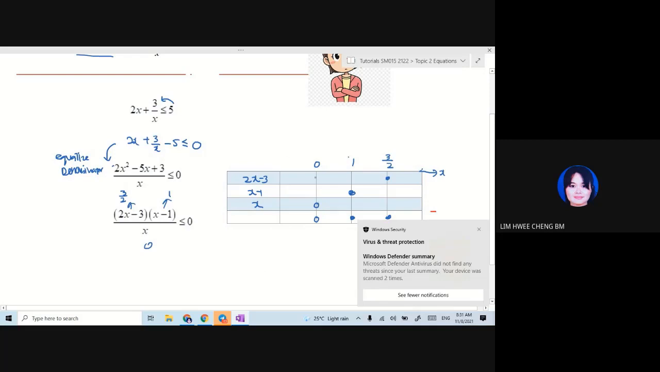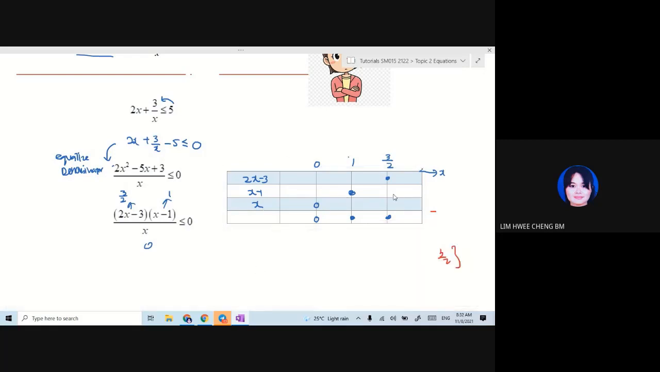Okay, so the final region, before we do, we type first for the region. Okay, you choose a value. Which value you want? 2 boleh tak? Sini senang sikit. Betul? 2 is 4. 4 minus 3 is positive. 2 minus 1 is positive. So positive. You meet the 0, you change the sign. Okay, so 2 positive. You meet the 0, you change the sign.